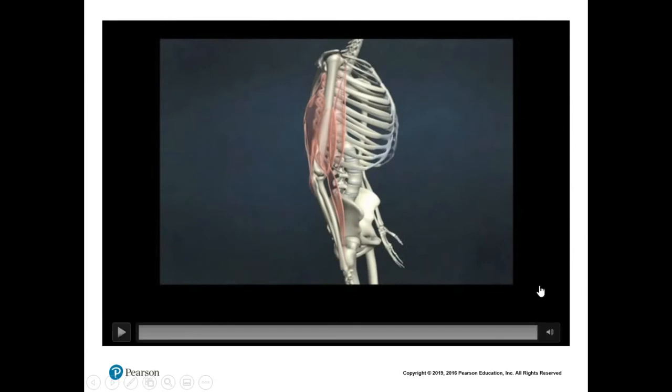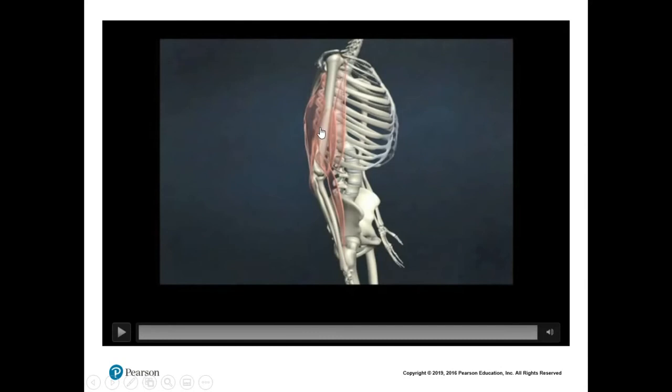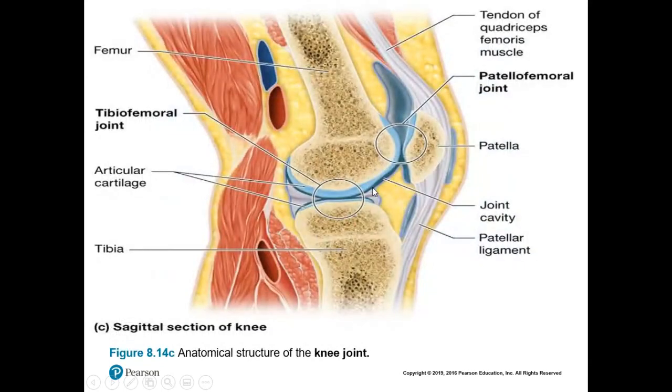All right, so the little animation right there put together bones and muscles in terms of movement. Right now, we're not necessarily worried about muscles. We'll worry about those later. Right now, we're worried about the actual joints right there. I just wanted to show you the type of movement.